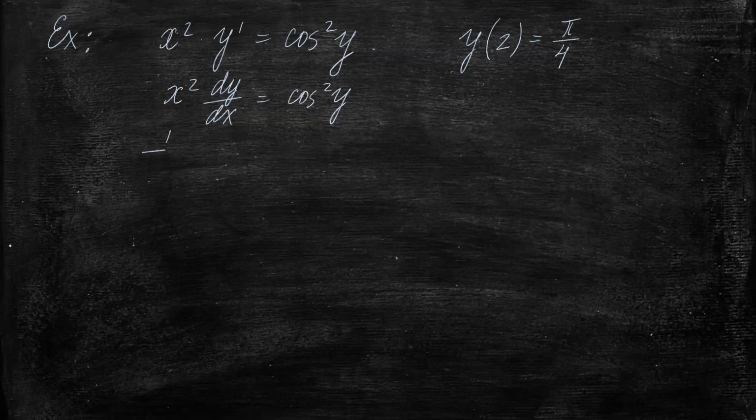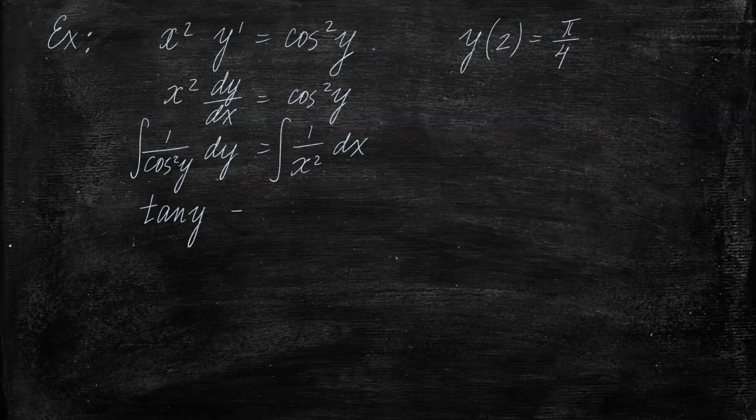So 1 over cosine squared y goes on the left, 1 over x squared dx goes on the right, and after we put the integrals in there, it all makes sense. On the left side we have integral of secant squared, which is tangent y. On the right side we have integral of 1 over x squared, which is negative 1 over x, and we only need one constant. And again, this is the general solution in implicit form.